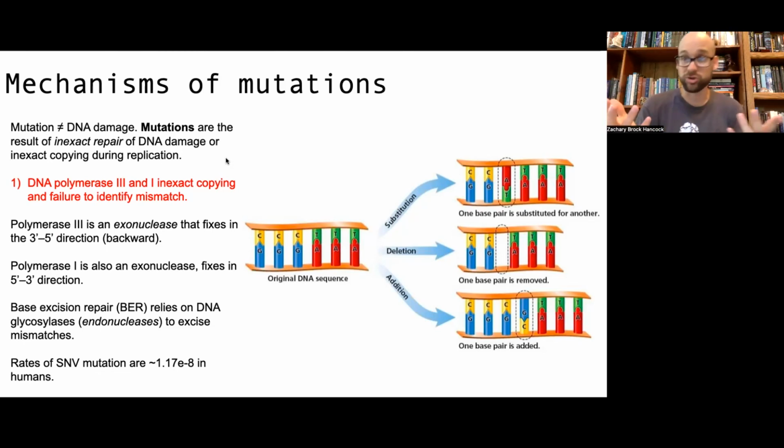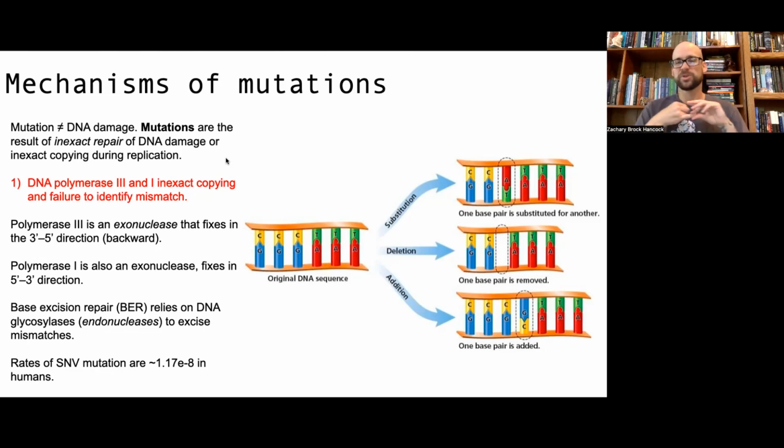So if you have a double-stranded break or a thymine-thymine dimer or any other kind of DNA damage, and then you have molecules that come and repair them, if they don't repair them exactly as it was before the damage occurred, that's a mutation, right? So it's a very different thing than saying that mutation is damage. It's just inexact repairing of that damage.